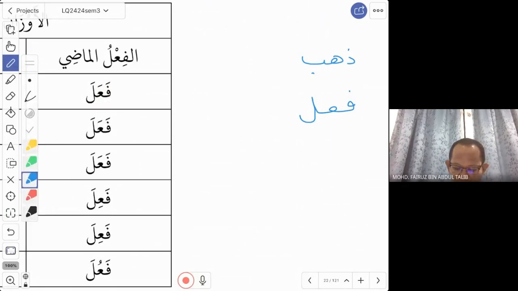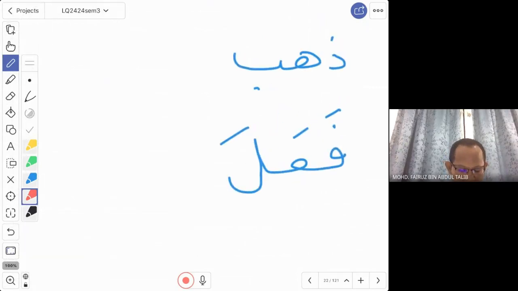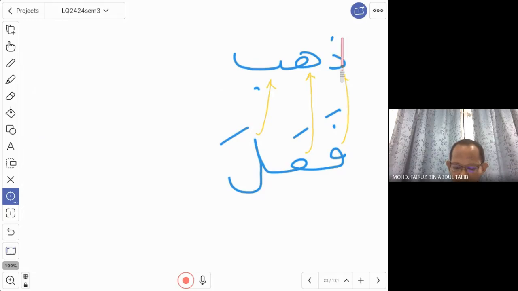So we say fa'ala. If the wazan is fa'ala, the fi'il must follow the wazan in terms of the pattern. So here, the fa is represented by zal, the ain is referring to the ha, and the lam is referring to the ba. So when you have these referring to fa, ain, lam, you know that these are all the original huruf. Why? Because they are referring to the fa, ain, lam of the wazan. These are the original huruf.